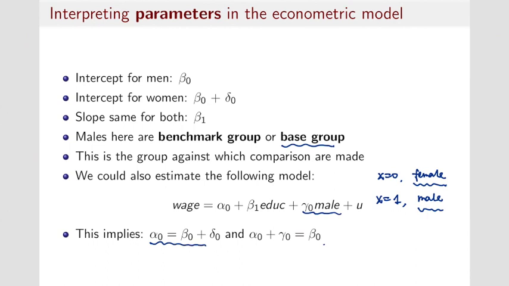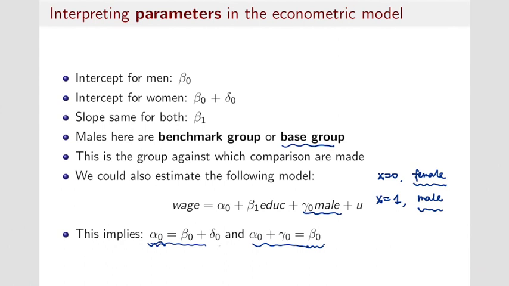These two regression models are equivalent. Alpha 0 is the intercept for the base group, which now is the female group, and alpha 0 plus gamma 0 is the intercept for the treatment group, which corresponds to the intercept beta 0 in the previous model. If we use a dummy variable to indicate a policy intervention, the base group is often the one that is not influenced by the policy and is often coded as 0, and the treatment group is coded as 1, indicating that the group will be influenced by the policy.